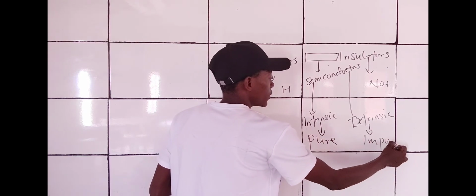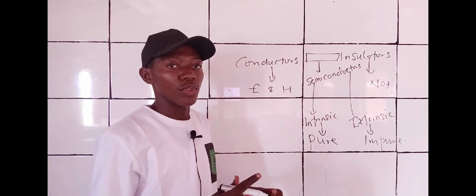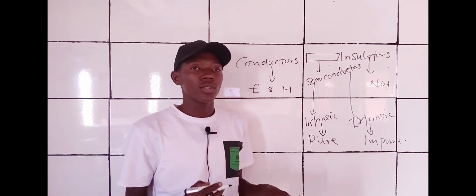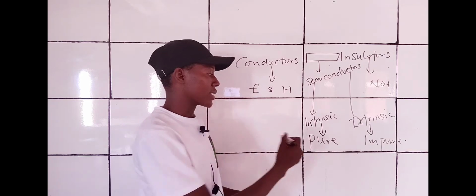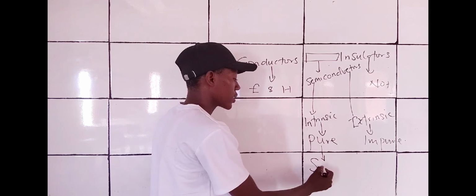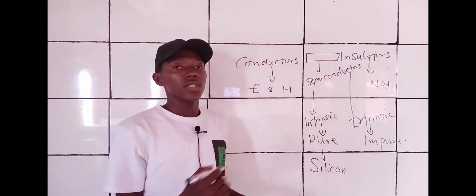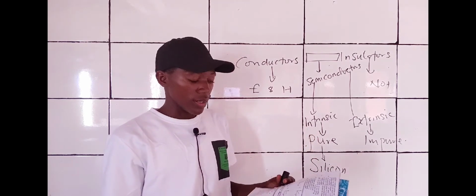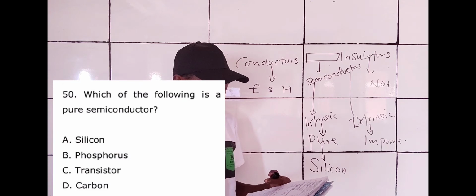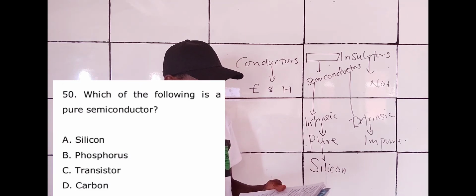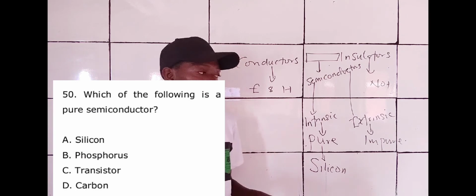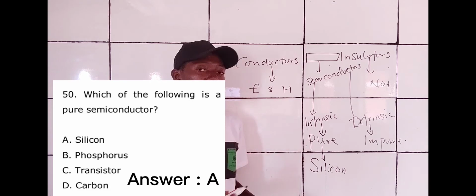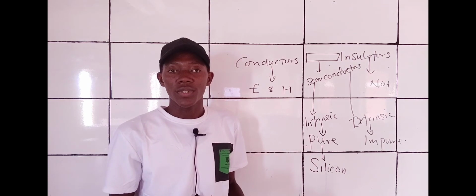impure. Now these extrinsic semiconductors have been doped with some elements to further their conductivity, while the intrinsic semiconductors are very, very pure. An example of an element here is silicon. Silicon is an example of a pure intrinsic semiconductor, which matches option A from the question, which of the following is a pure semiconductor? Pure semiconductors are intrinsic semiconductors. An example of a member here is silicon. I hope that answers the question.